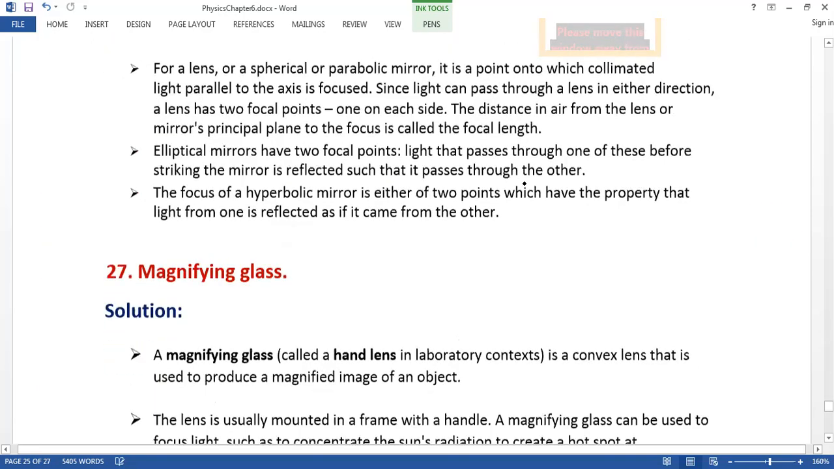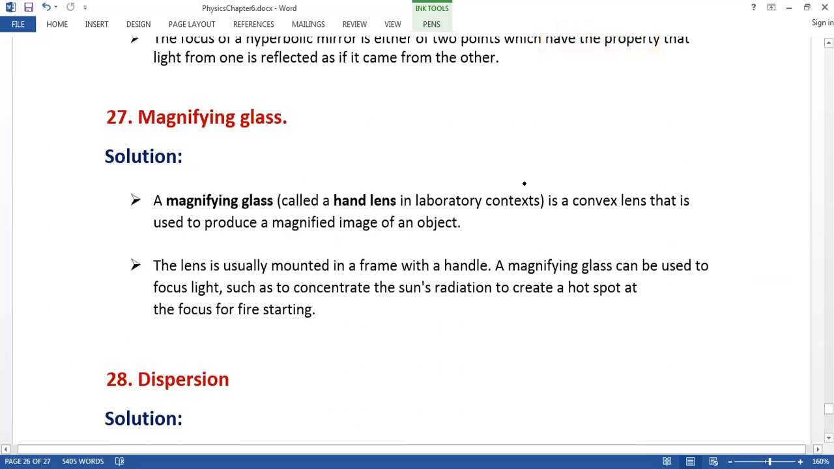Let us move on to the next one, that is the magnifying glass. A magnifying glass is a convex lens that is used to produce a magnified image. What is the use of a magnifying lens? We can see tiny objects in enlarged form. That is the use of a magnifying glass.